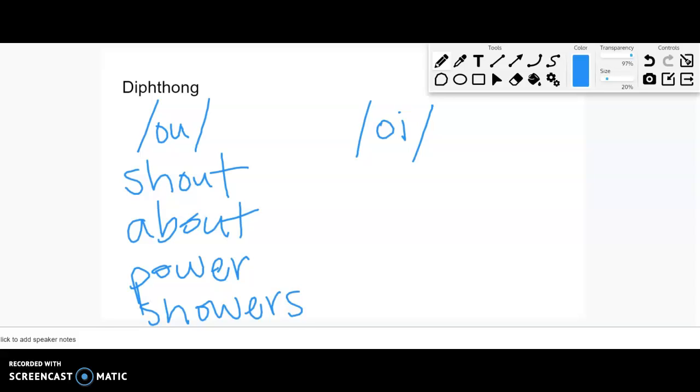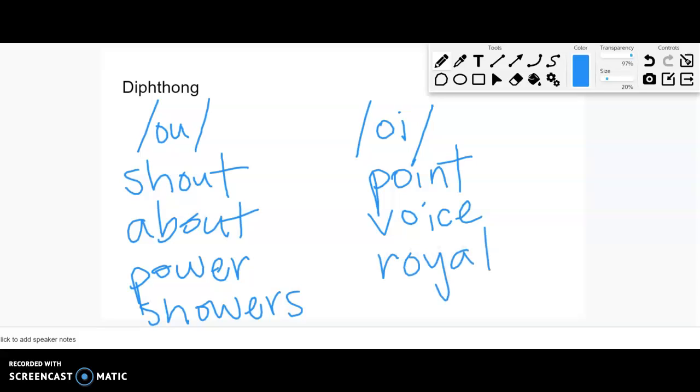As far as oi, sometimes it is OI, like point and voice and choice, but it can also be OY, like royal and enjoy. All right, so you can have different letters combined to make those two sounds. You still write the diphthongs like that. That's sort of the notation for how to pronounce those sounds.